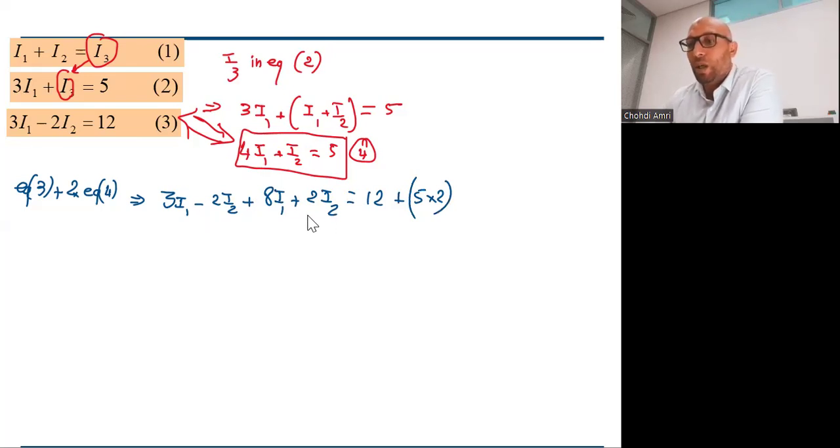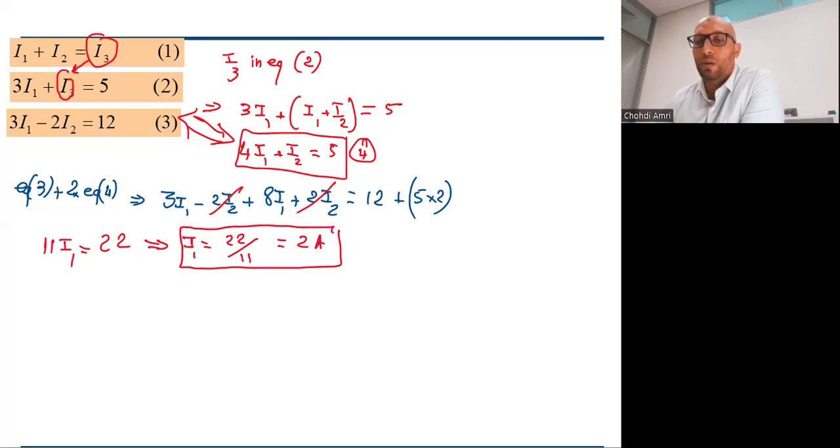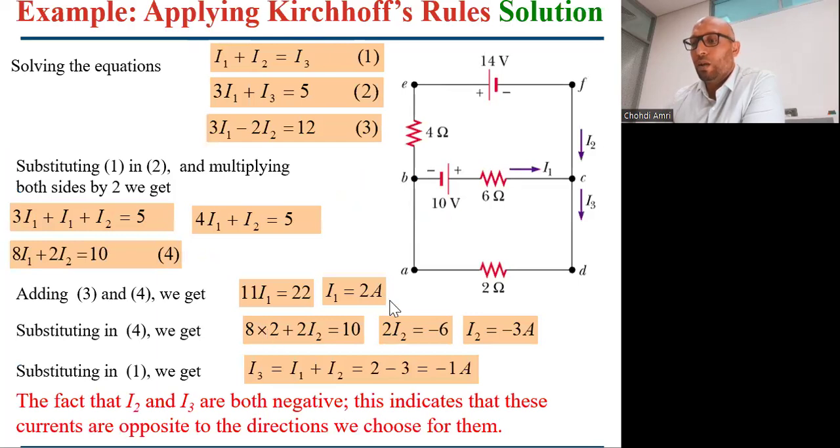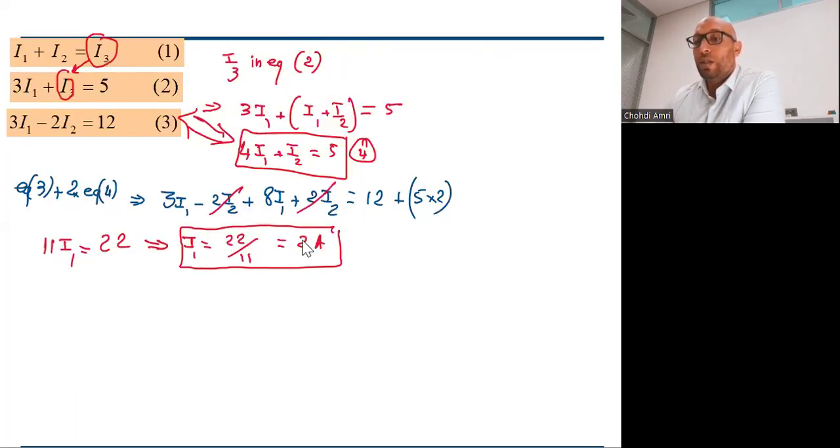So here we can simplify 2I2, 2I2. So we're going to get 3 plus 8, it's going to be 11 I1 equal 12 plus 10, 22. So I1 equal 22 over 11, which is equal 2 ampere. So we are done. I1 is equal to 2 ampere. Now we will use this I1 in one of these equations to get whether I2 or I3. I prefer to get I2 because we will then add I1 and I2.